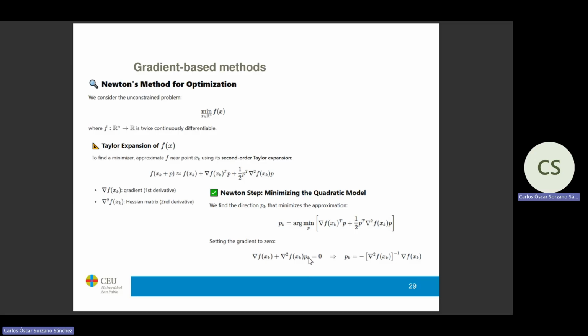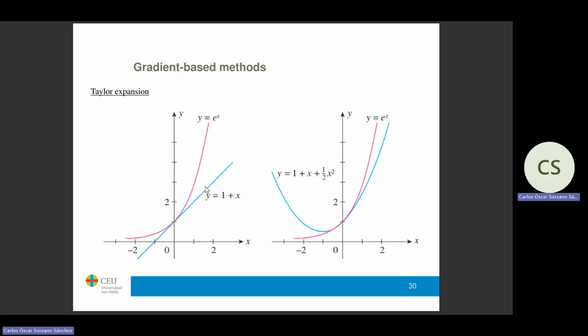Now you can solve for this very easily, because you only have pk here. So pk is the inverse of this matrix times the gradient. Very good. So now we have the best direction in which we should move, and by how much.